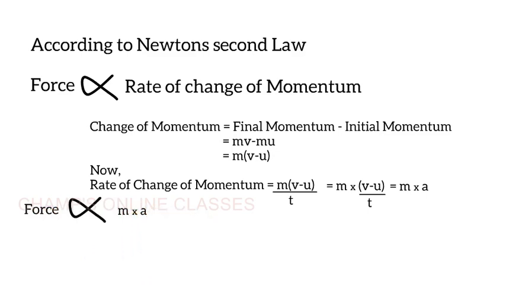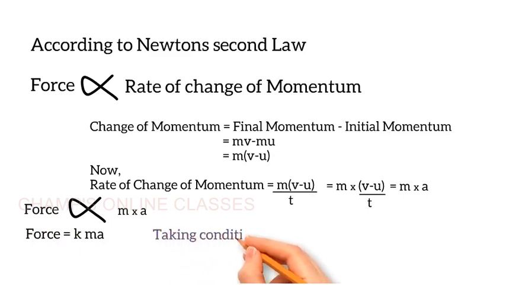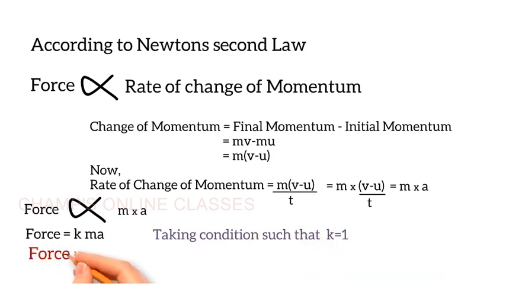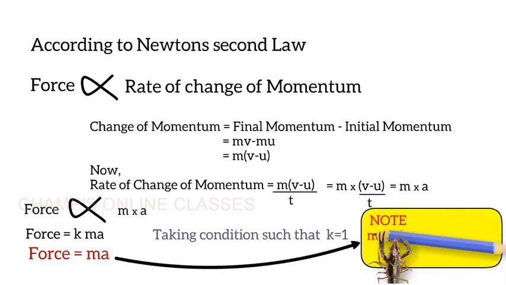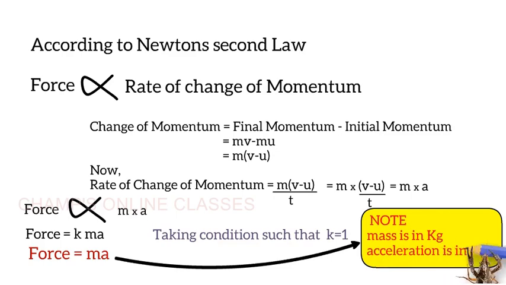Now, when we remove the proportionality sign, we have to put a constant. So, here it's k. Now, here the unit of force is so chosen that the value of constant k becomes 1. So, force is equal to mass into acceleration. Now, note mass should be in kg and acceleration should be in meter per second square to get force in Newton.